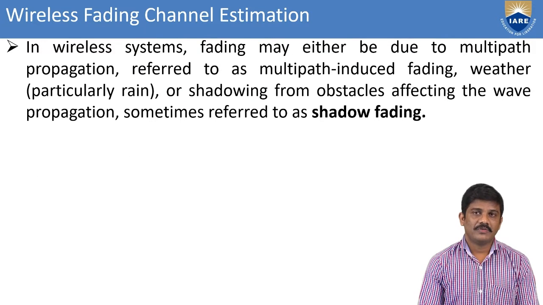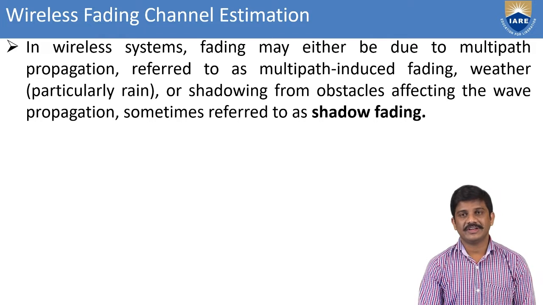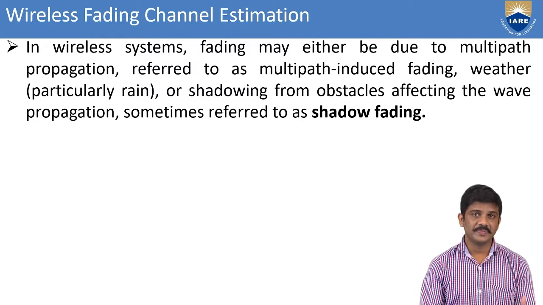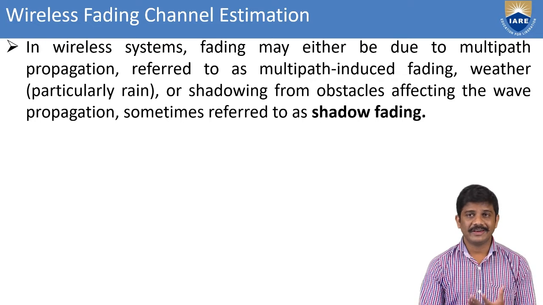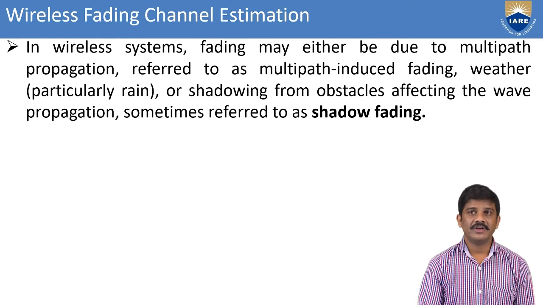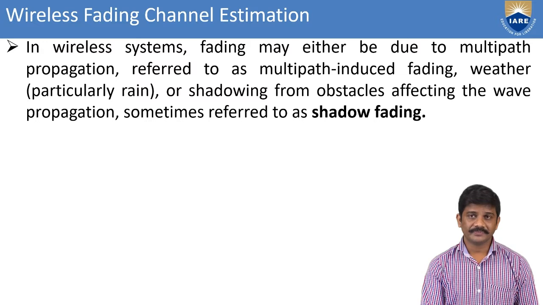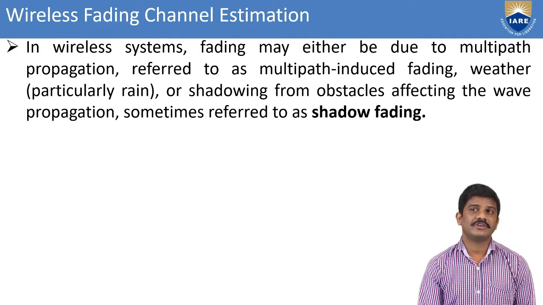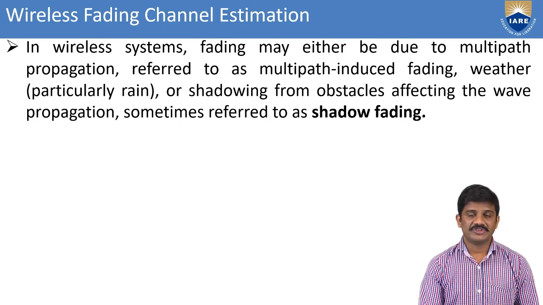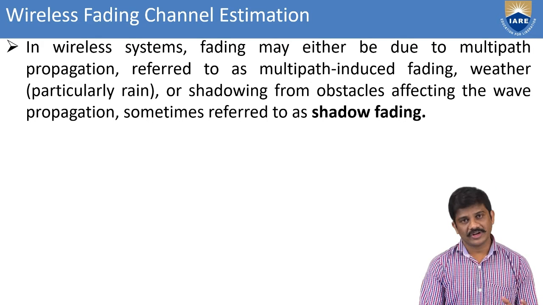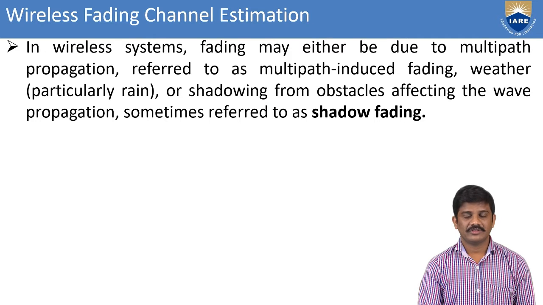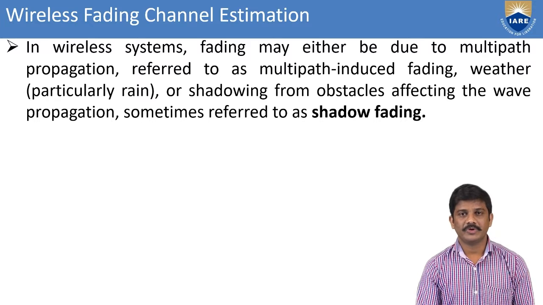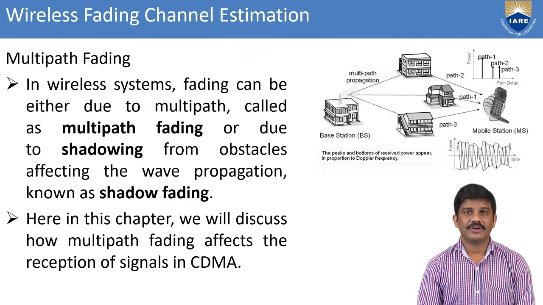In wireless systems, we have fading, that is large scale fading or small scale fading. Shadow fading is due to multipath propagation, and it can also be induced by fading, which then affects the wave propagation. Sometimes it is referred to as shadow fading. Whenever multiple signals are generated from the transmitter, these are called multiple waves, then we can go with shadow fading. You can observe here.